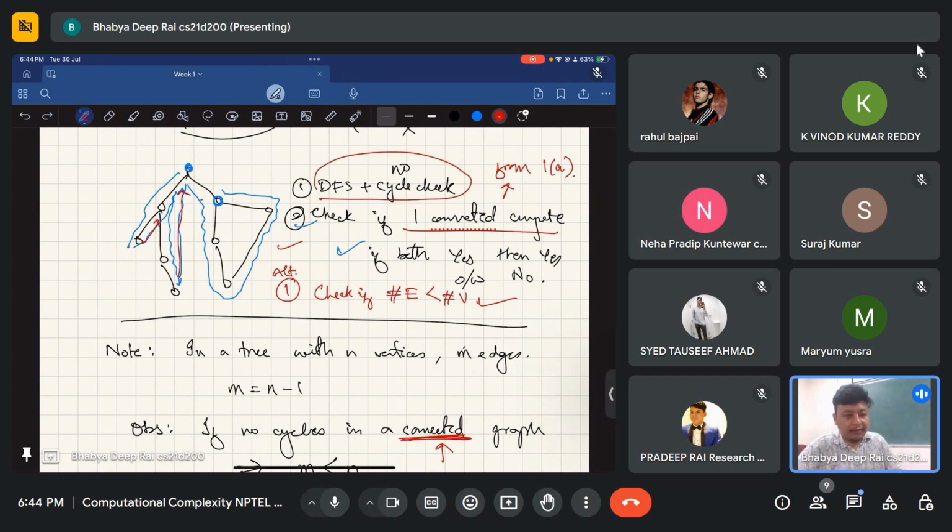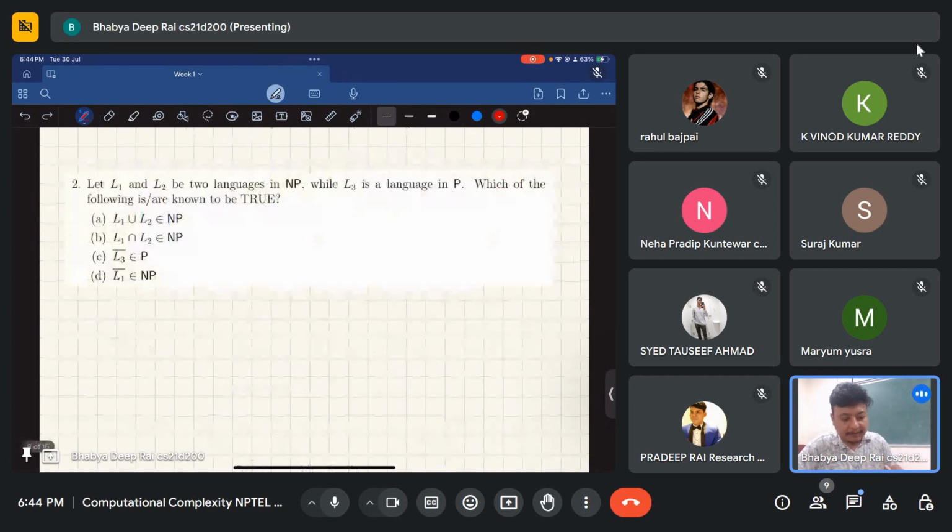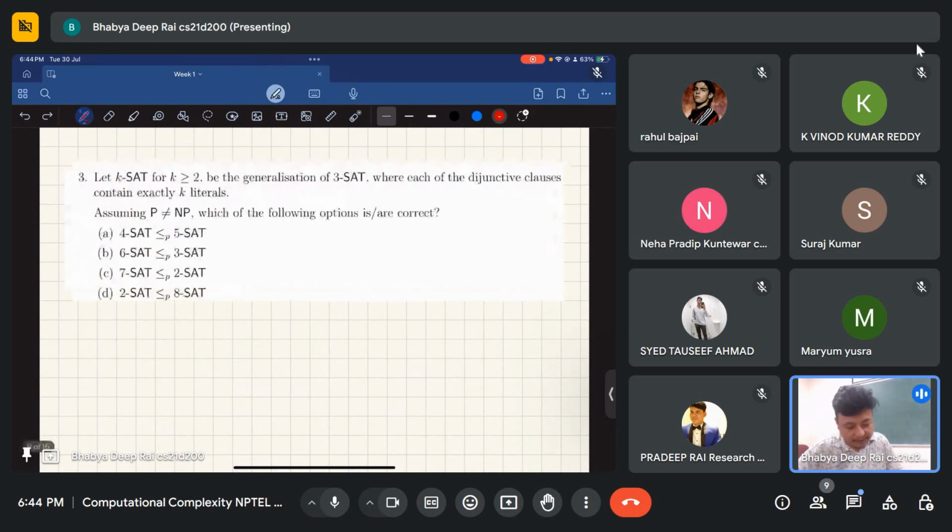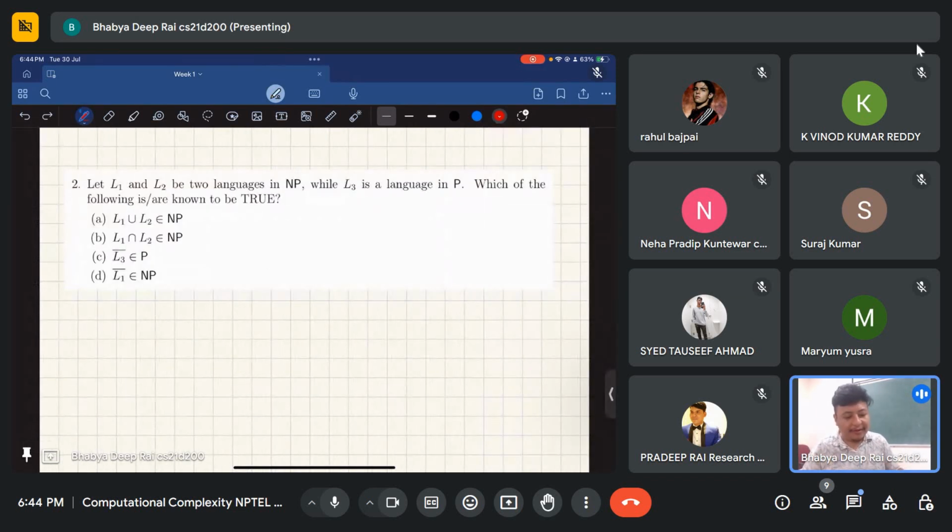Okay. So those were some simple demonstrations. We'll try to be quicker for the rest of the examples. So here's the question. Let L1 and L2 be two languages in NP, while L3 is a language in P. Which of the following is known to be true? So L1, L2 are in NP, and L3 is in P. Which of the following are known to be true?